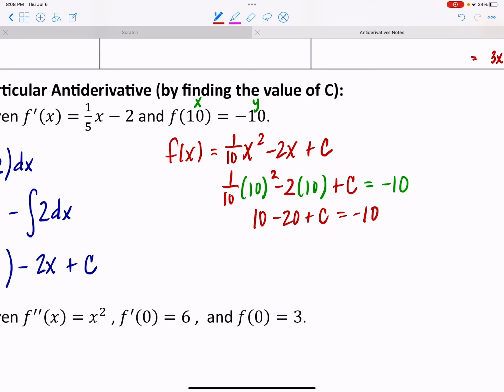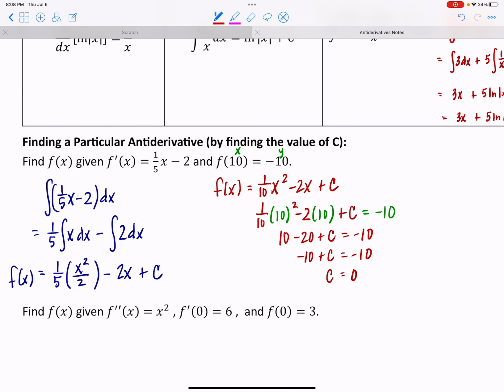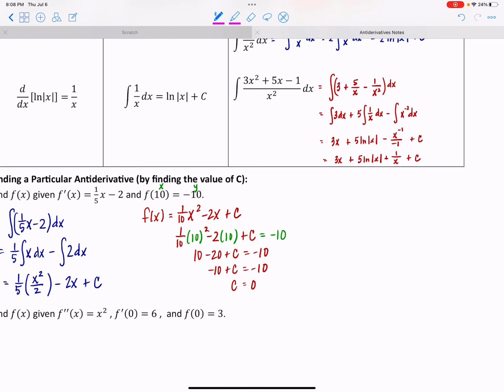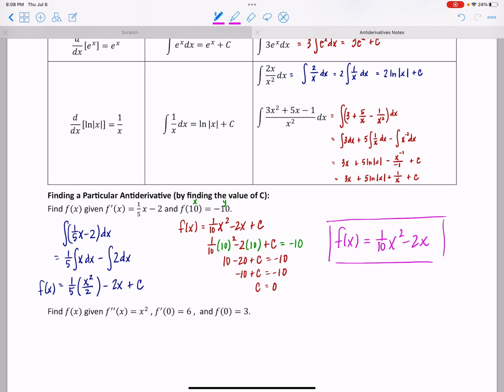And 10 minus 20 is -10, which means c has to be 0 in this case. So c is 0, and now I know the exact particular function for this situation. So I can say, not a family of functions, but f of x is exactly 1/10 x squared minus 2x, without having to put a plus c there. So that's the particular function, the particular antiderivative that we're looking at here.